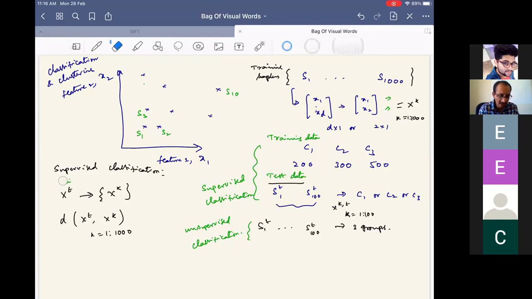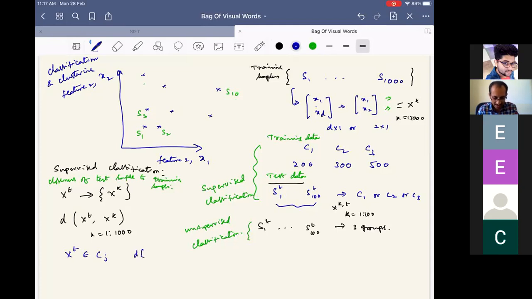Matching here is better written as closeness of the test sample to the training samples. That is what we are measuring. And then what do we do? We take the distances. After taking distances, what do we do? XT belongs to that class Cj if the distance between XT and xk is minimum.